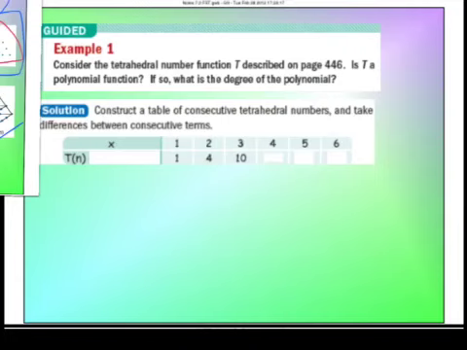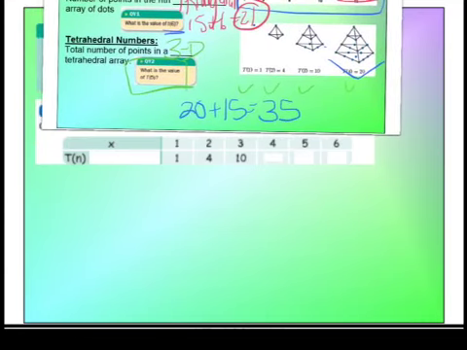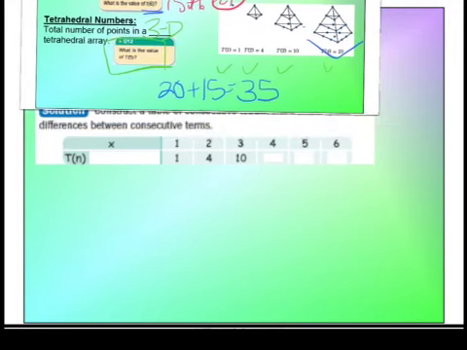Now, if we go back to the data from that first slide, which was called the tetrahedral numbers, they want us to do this. Construct a table of consecutive tetrahedral numbers and take the differences between the consecutive terms. They want us to figure out what degree it is. So let me just show you. These were the tetrahedral numbers here.